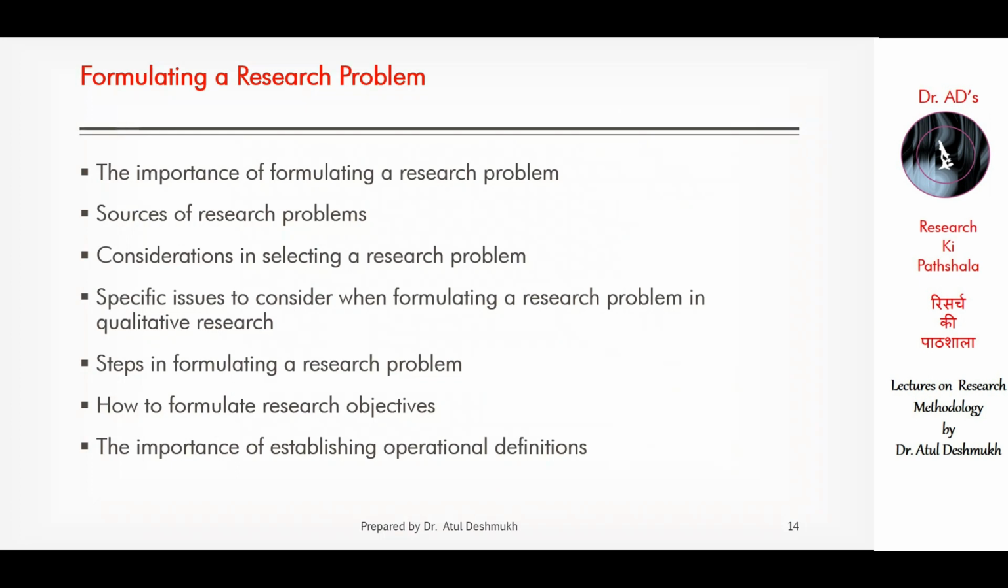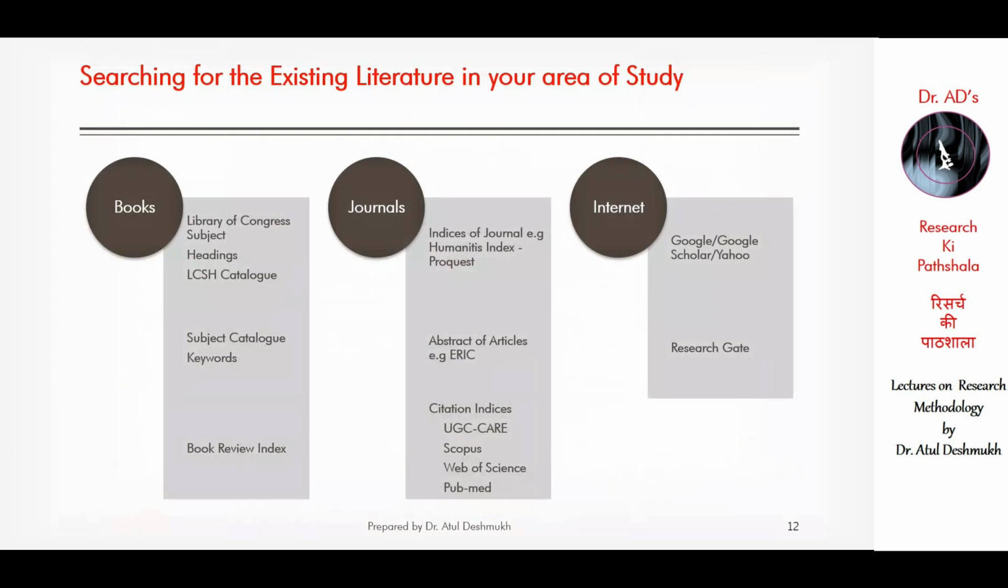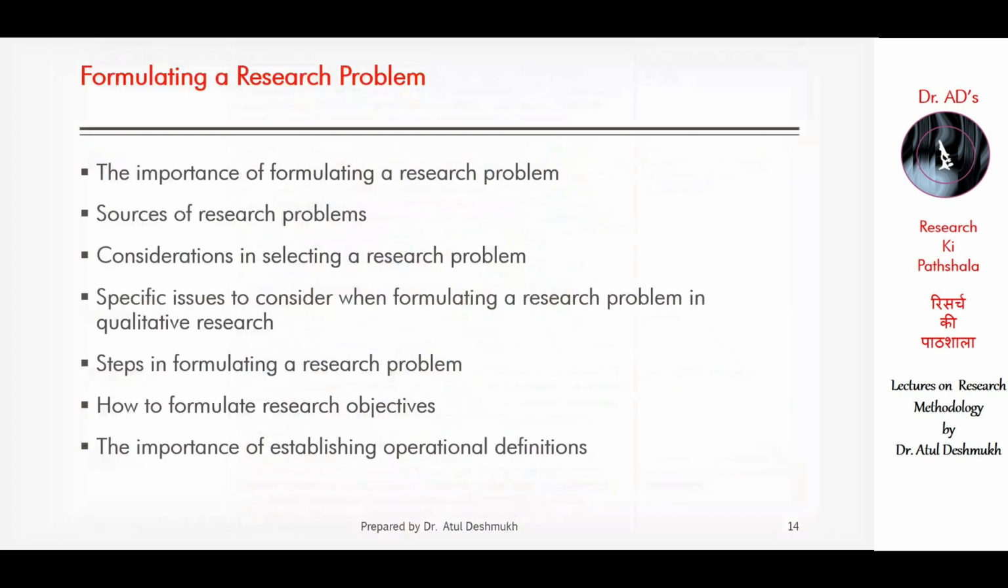So this was about our part of review of literature. We are done with the review of literature, and review of literature was the first part when we were discussing research problem, right? When we discuss research problem, the first part is review of literature. The second part of your research problem is formulating a research problem. Now we want to formulate a research problem.